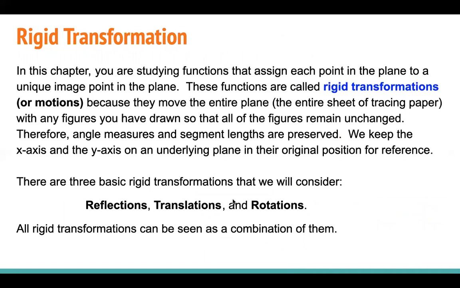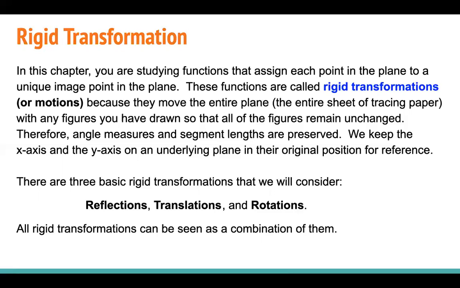All right, on to some transformations. So rigid transformations. In this chapter, you're studying functions that assign each point in the plane to a unique point or image. So that's a function that goes from one value, an input, to an output, but in this case, we're inputting a point. These functions are called rigid transformations or motions because they move the entire plane, the entire sheet of tracing paper with any figures you have drawn, so that all the figures remain unchanged.